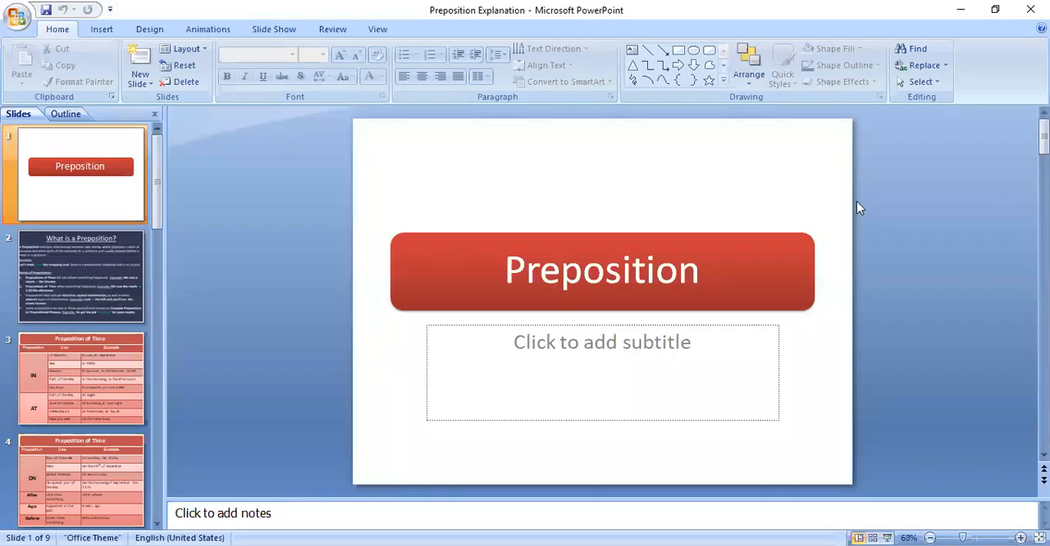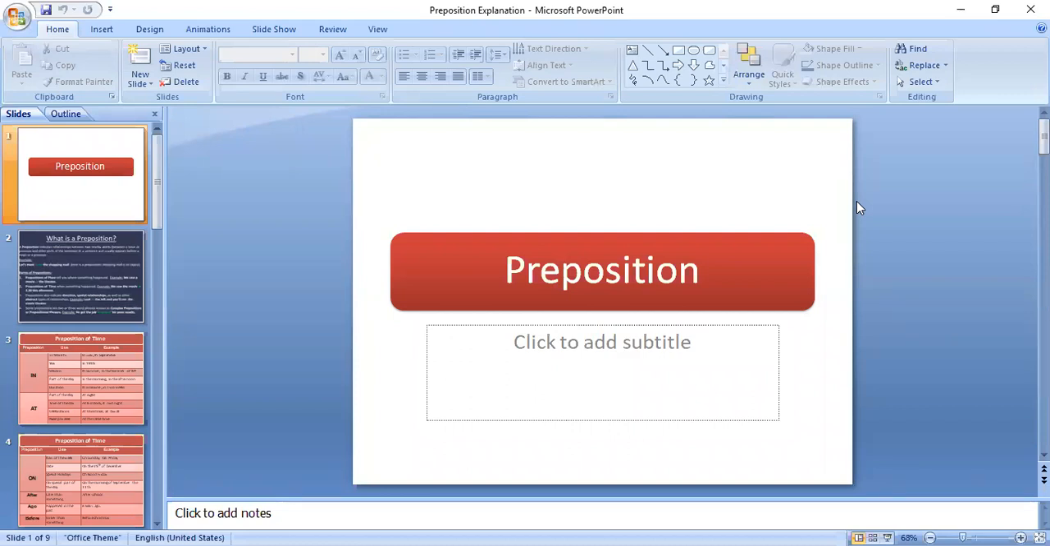Yes, today we are going to start with the topic prepositions. Preposition is a very important part of speech. Certain words take a certain preposition to convey a certain sense. कुछ particular words होते हैं जिनके साथ कुछ particular prepositions use की जाती हैं to get a particular meaning.